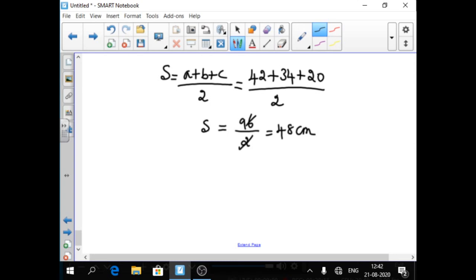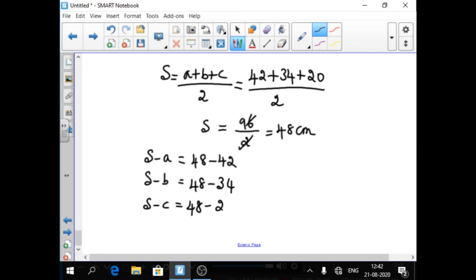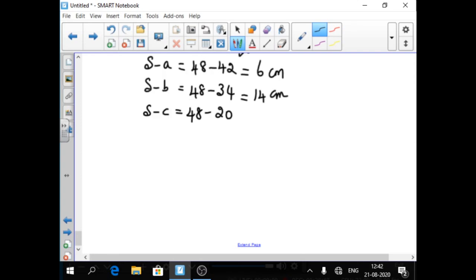Okay. So now we are going to find the value of S minus A and S minus B, then S minus C. Okay. So what is S? 48. 48 minus 42. Then 48 minus 34. Then 48 minus 20. 48 minus 42, you will get 6. Then 48 minus 34, you will get 14. Okay. Then 48 minus 20, you will get 28.